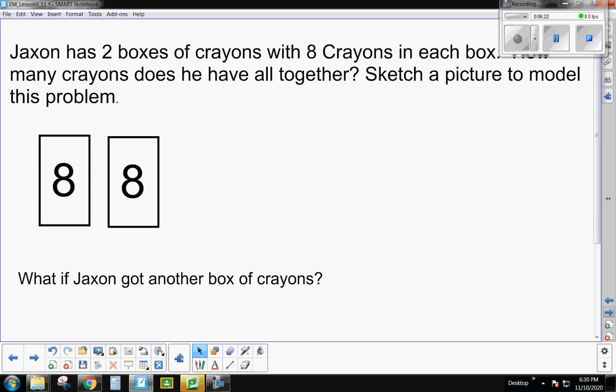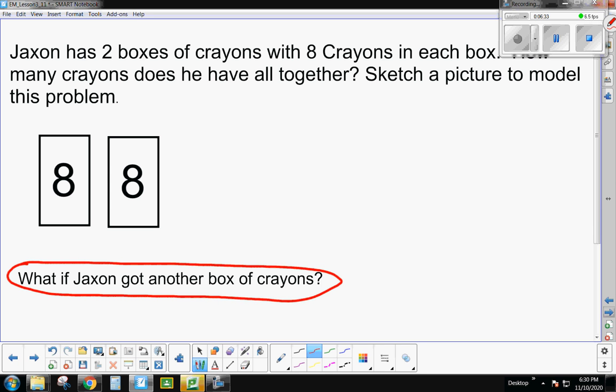Jackson has 2 boxes of crayons with 8 crayons in each box. How many crayons does he have altogether? Oh, sorry, here's my new question down here. What if Jackson got another box of crayons? All right, so go ahead and draw another box of crayons.